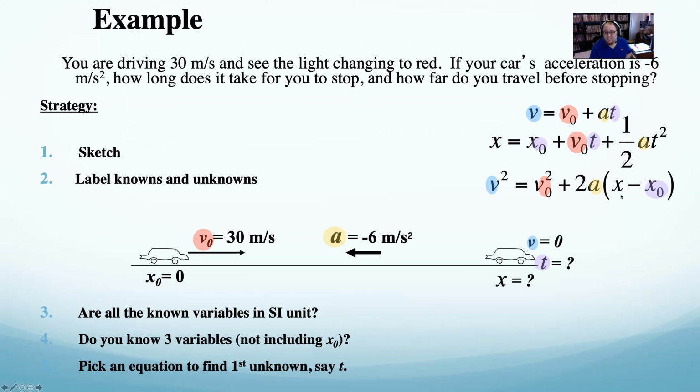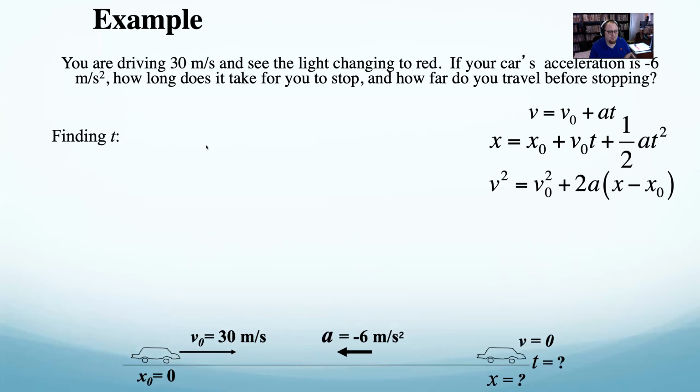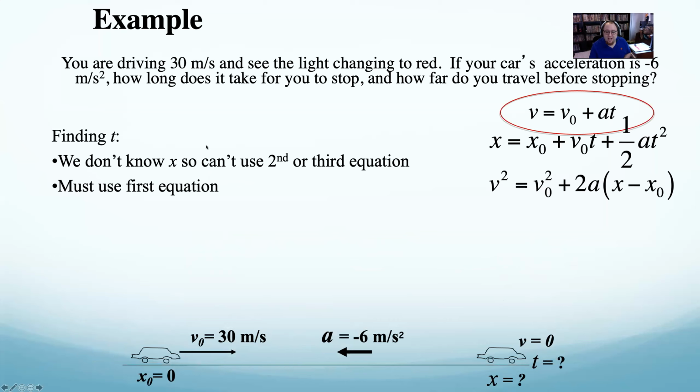This third equation doesn't have t in it. I'm looking for t and there's no t there. I can't use it. But this top equation, I know everything but t. I know v, I know v naught, I know a. It doesn't have this x I don't know. So that's the equation I want to use.